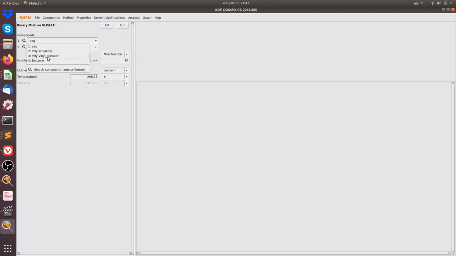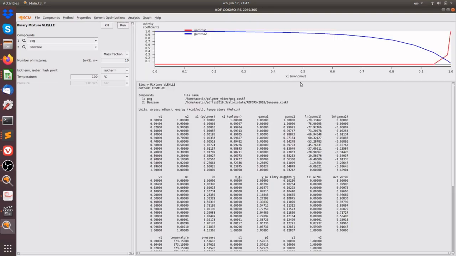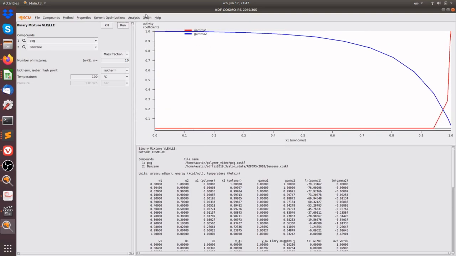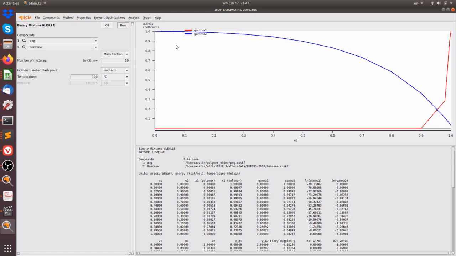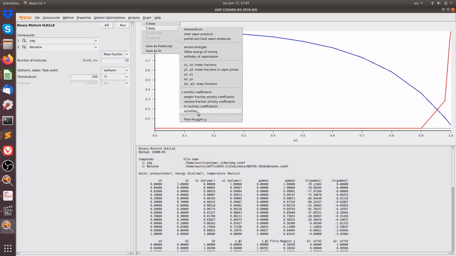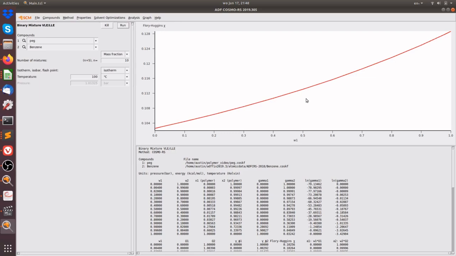So the system that we're looking at now is PEG and benzene again. But as I mentioned, this is at 100 degrees C. And yeah, we'll do mass fractions again. So if we hit run, we get normal output. But now you'll see you can plot more polymer related attributes here. So you can plot, for example, mass fraction, which is also available for small molecules. But on the y-axis, you can plot, for example, the Flory-Huggins parameter, as well as weight and volume fraction-based activity coefficients. So let's take a look at the Flory-Huggins parameter.